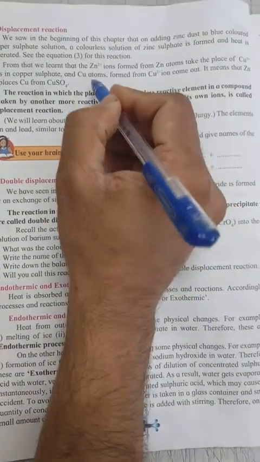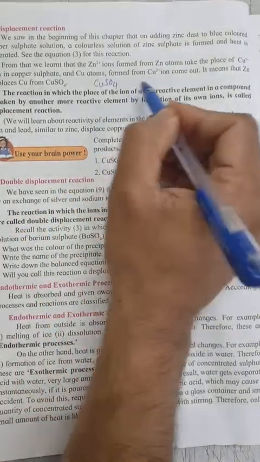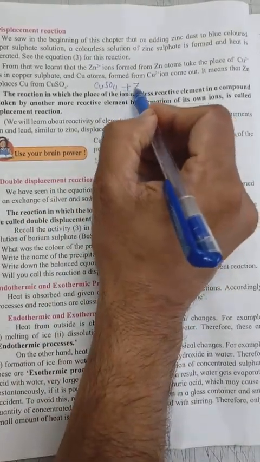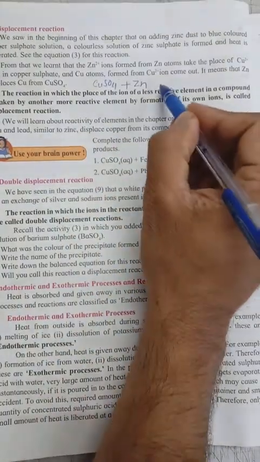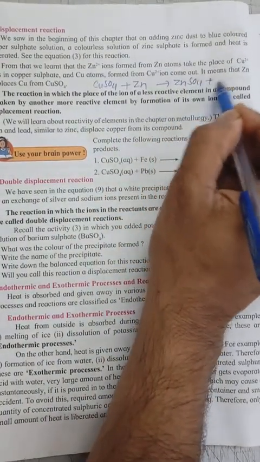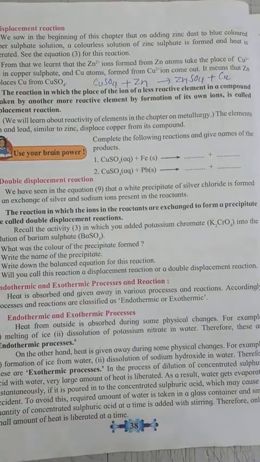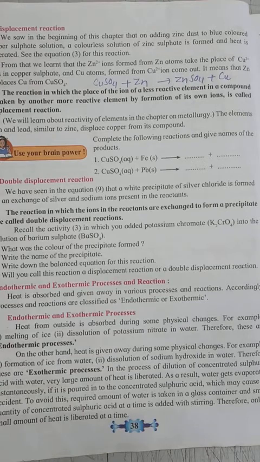Copper sulfate, formula CuSO4, is blue in color. When zinc is added, so what happened? Zinc sulfate is formed and copper is taken away from the reaction.